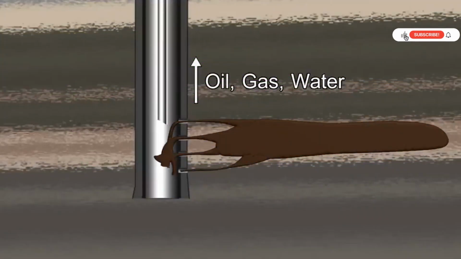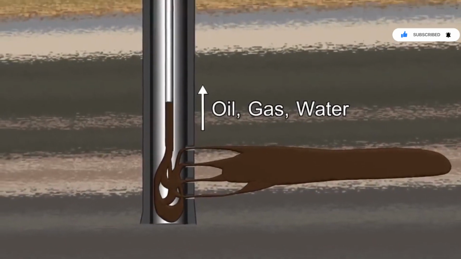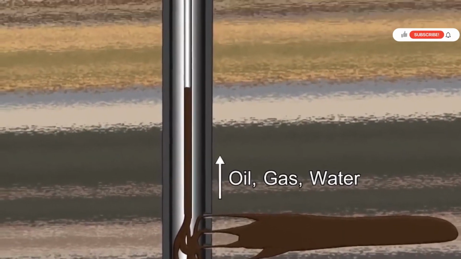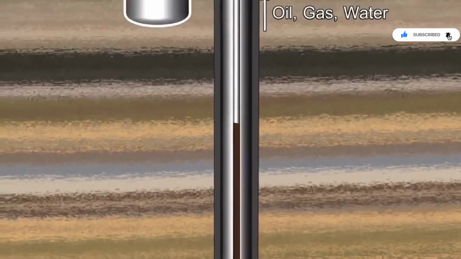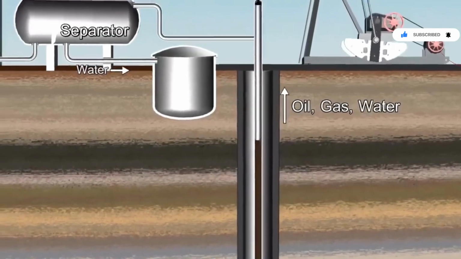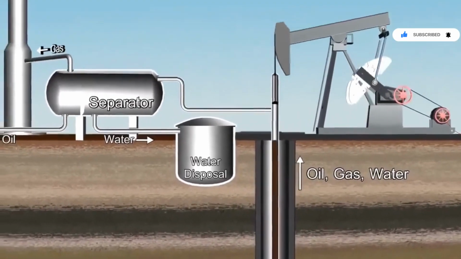Oil and gas extraction is a complex, multi-step process aimed at recovering hydrocarbons from beneath the Earth's surface. Here's an overview of the main stages. 1. Exploration. Seismic surveys. Geophysicists use seismic waves to map underground rock formations and identify potential oil or gas reservoirs.